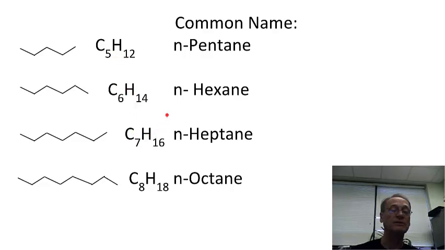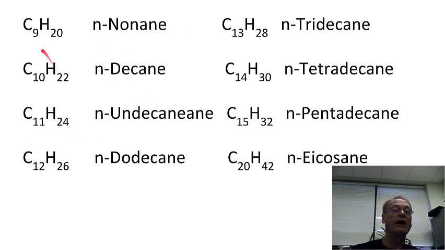For 7 carbons, it's 16, and so on. There's obviously a pattern there. And 9 carbons in a row would be called N-nonane. 10, because non means 9. Dec means 10, like in decade. So decane is C10H22. N-decane means all in a straight line.